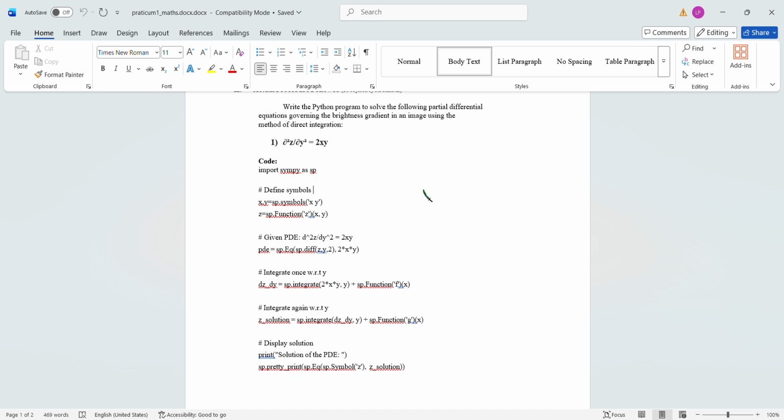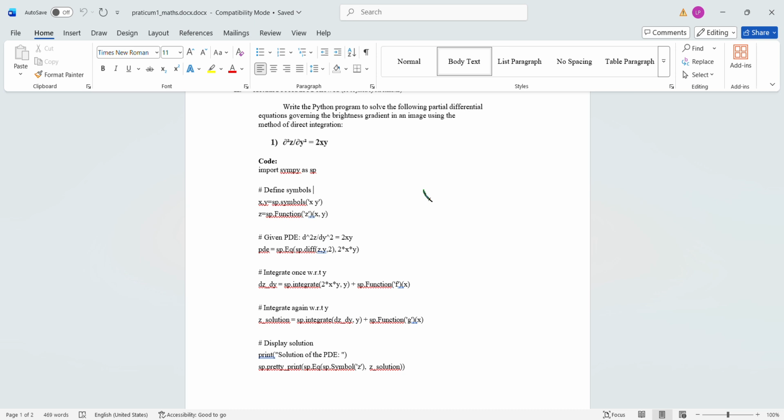This code uses the Python library SymPy to solve a partial differential equation symbolically. First, it imports SymPy and defines two symbolic variables x and y. Then it defines u of x, y as a mathematical function of two variables.